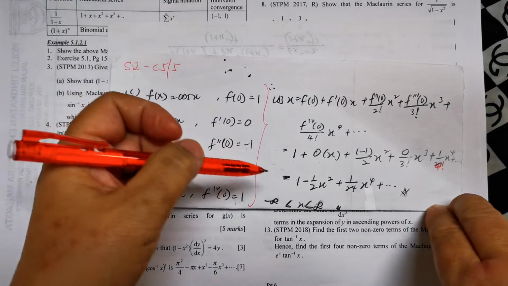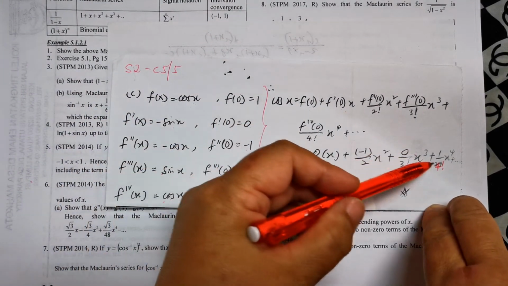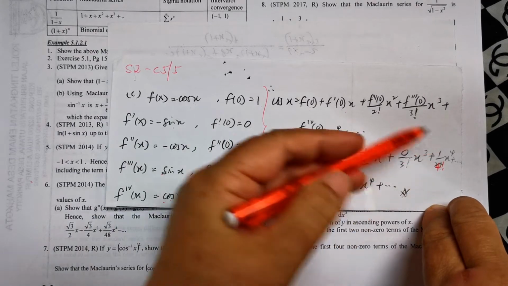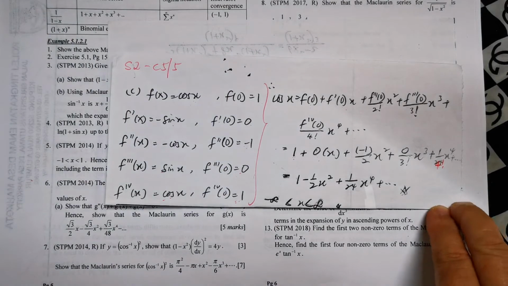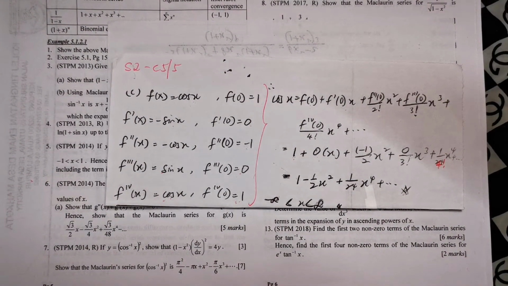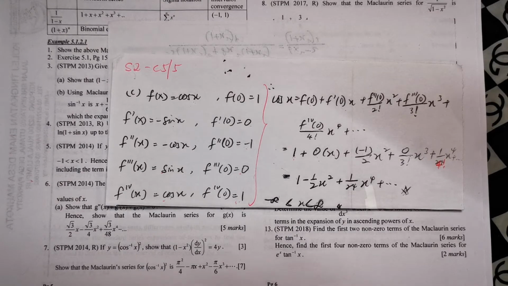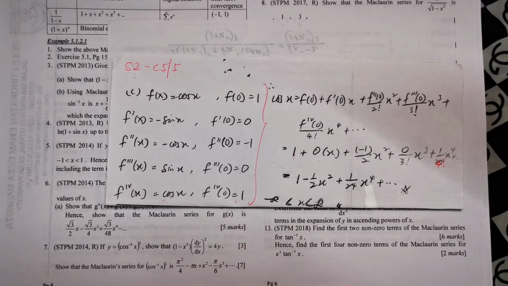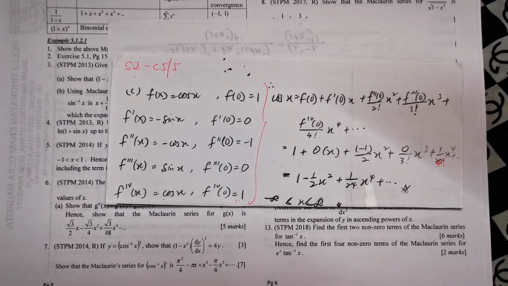Then we add one more step to simplify everything. So 1, minus x squared over 2, plus, this one also 0, right? So plus 1 over 4 factorial, which is 24. So 1 over 24 x to the power 4, and so on. So we know that the function cos x is continuous. Therefore, x can take any values. This is for cos x.